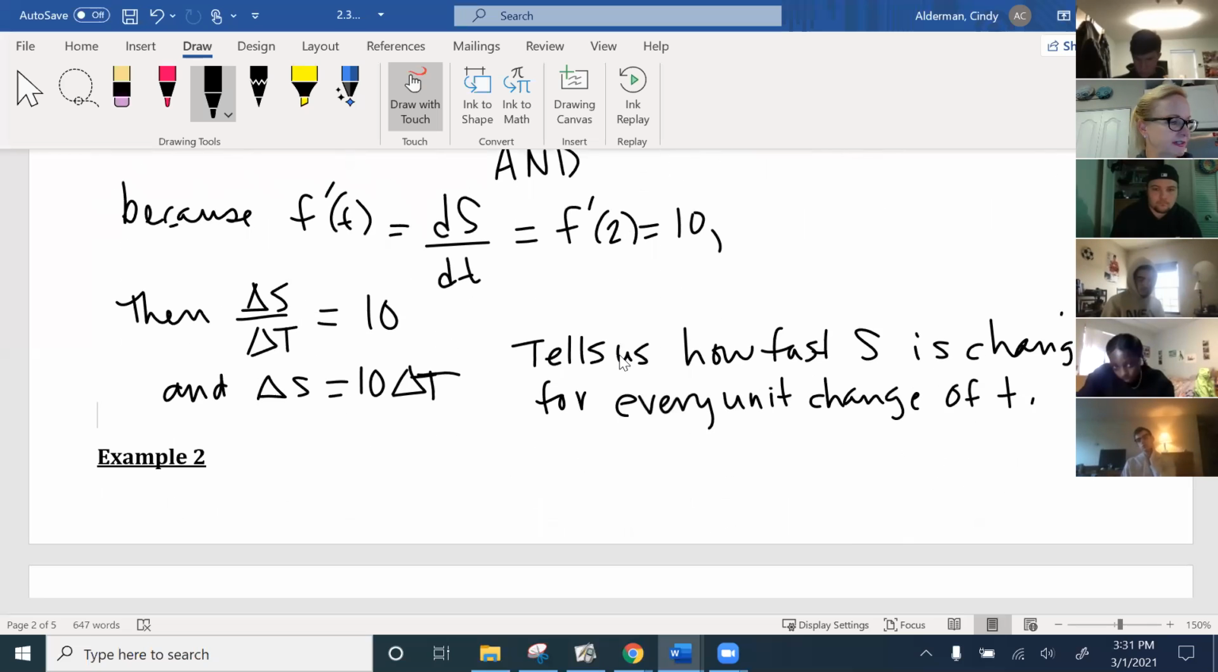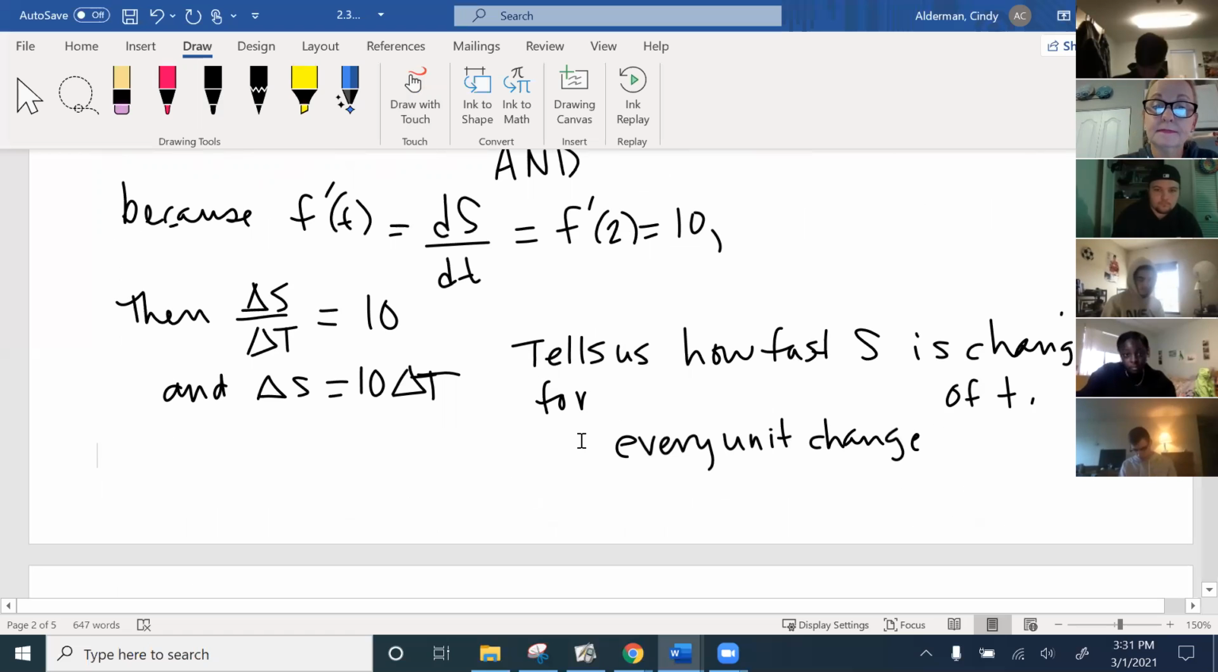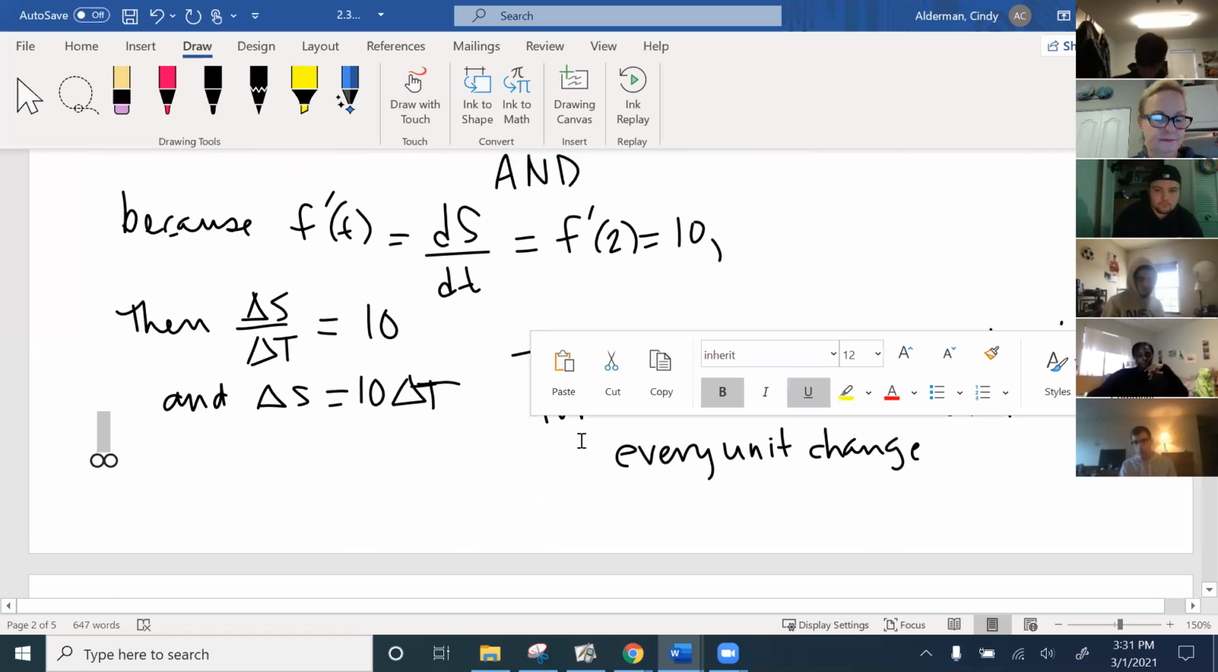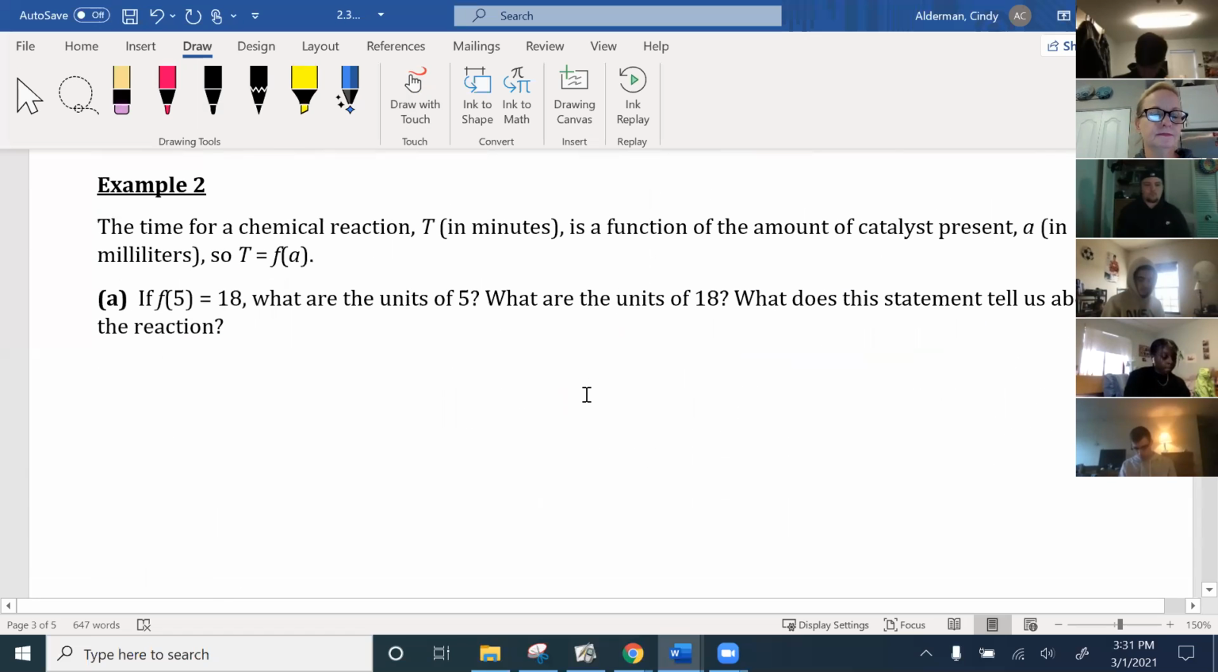And let me do a very specific example for you so you understand what I mean. Okay, so example 2, the time for a chemical reaction.